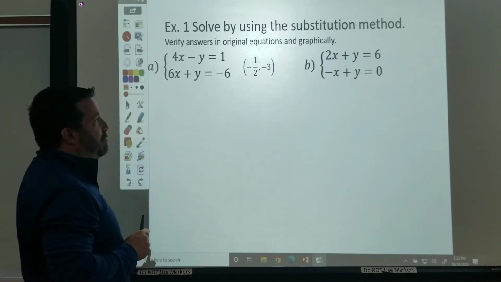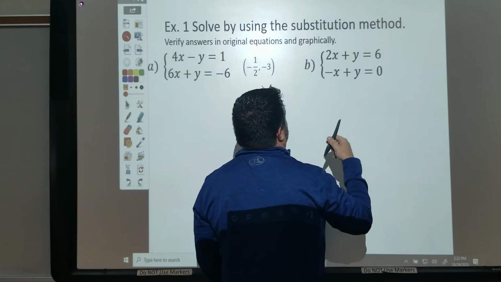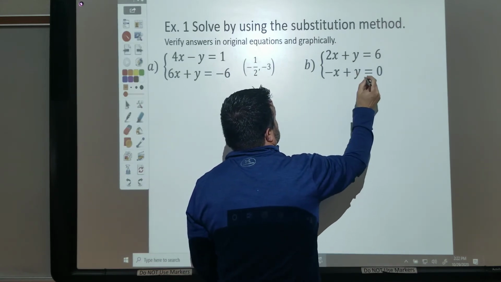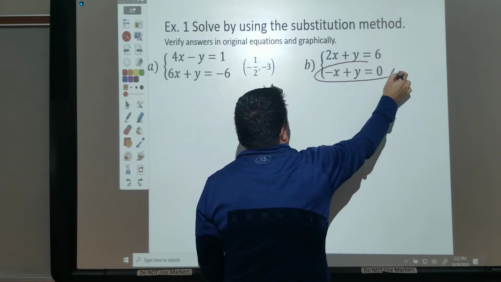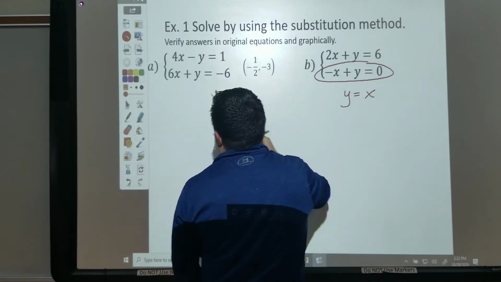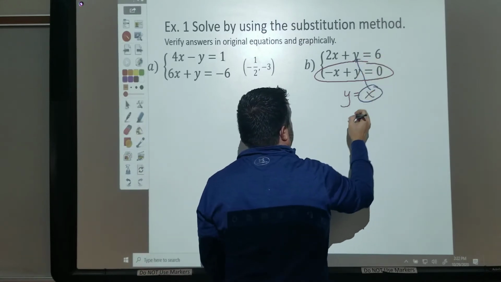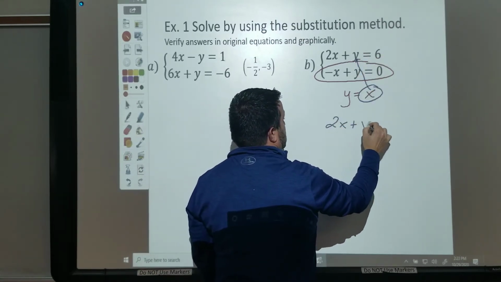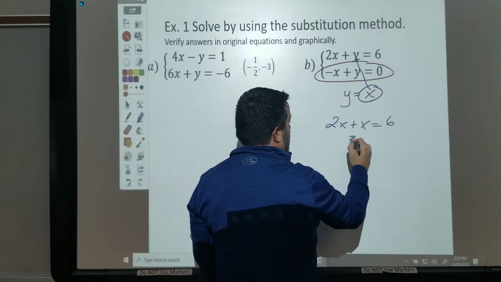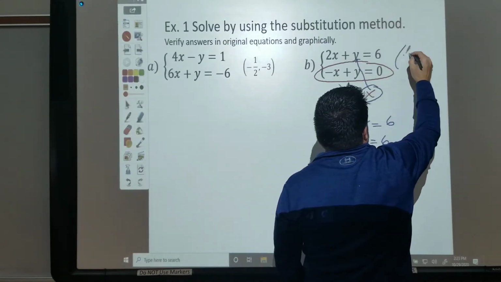So try to keep that in mind, especially when we get to the elimination method, but that's the next type of problem that we're going to do. So in this one, again, you can solve either equation, but I would take this one and solve for y. Y is equal to x. And then I can substitute this in for y in the other equation, and I would get 2x plus x equals 6. 3x is equal to 6, so x is equal to 2. So there's half my answer.